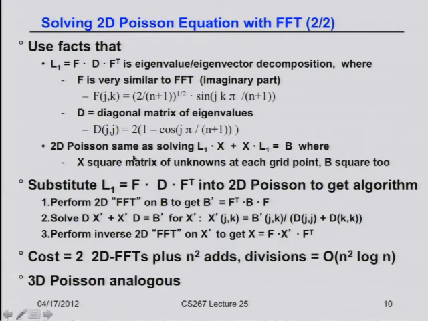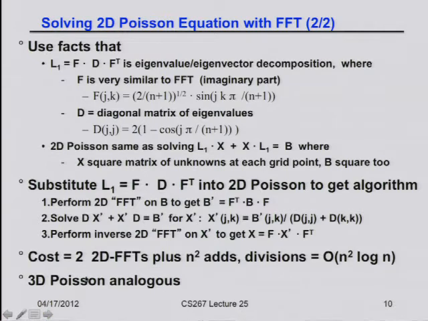And so what was the cost? I did one 2D FFT. Then I did a bunch of n squared adds and n squared divisions. And then I did another 2D FFT. So the whole thing, once I show you how to do FFTs fast, cost me n squared log n. And this is a good way to do it. It's competitive with multigrid. It's not clear which one wins. It kind of depends on the size and the computer and all that kind of stuff.